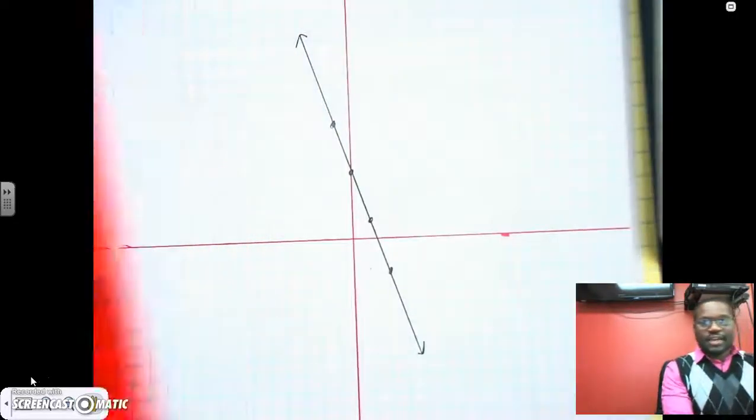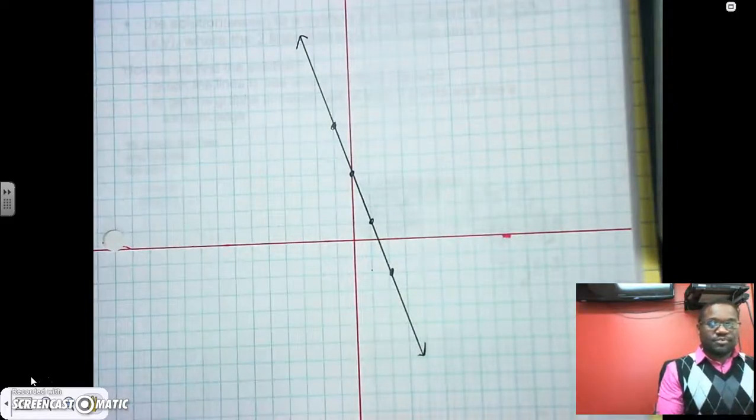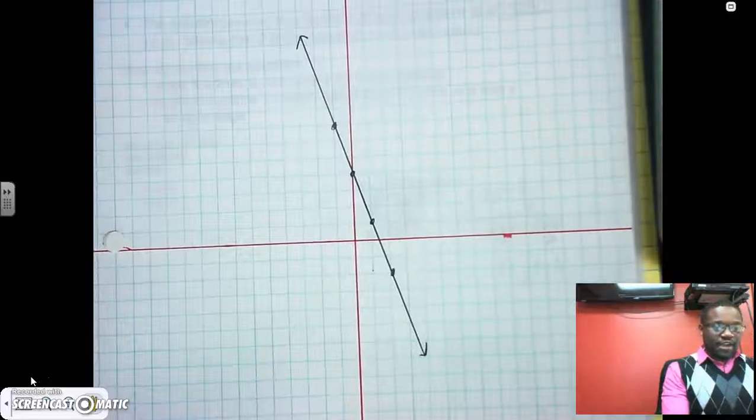On some of the assignments, you'll find out that you need to go the other way, and so you need to put the negative in the numerator or the denominator, whichever one will fit on the graph.